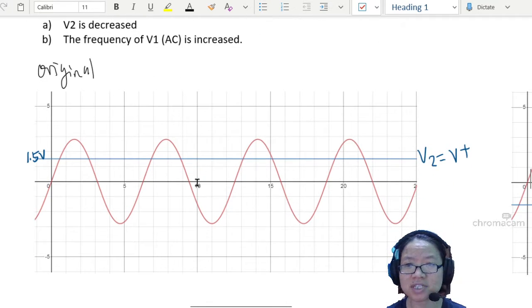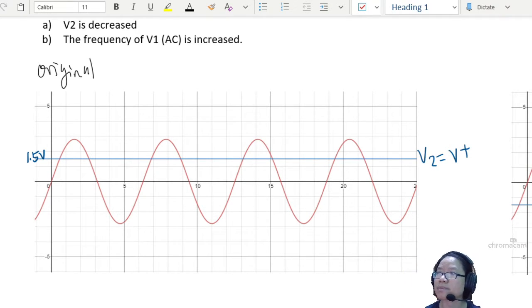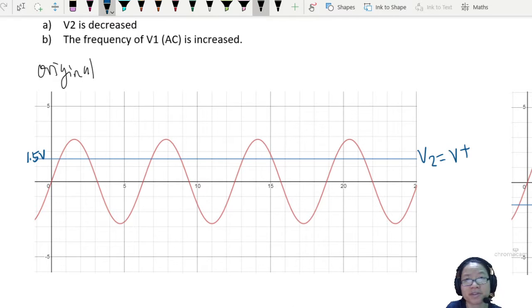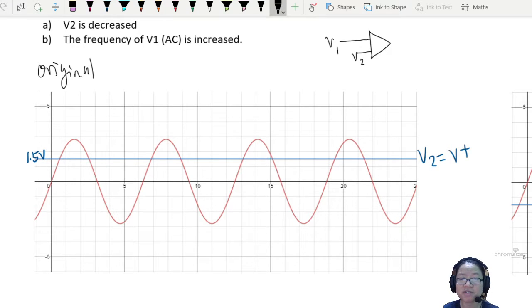So the original question kind of looks like this. If you can see in this graph, okay, let me make my head smaller, it's blocking the view. Okay, there we go. You see in this big, beautiful graph there is a 1.5 volt, which is your V2 or your V plus. So in case you've forgotten your comparator circuit, it looks something like this. There's V plus and there's V minus. So this V plus is V2, this one is V1. So obviously the sinusoidal curve is V1, all right?